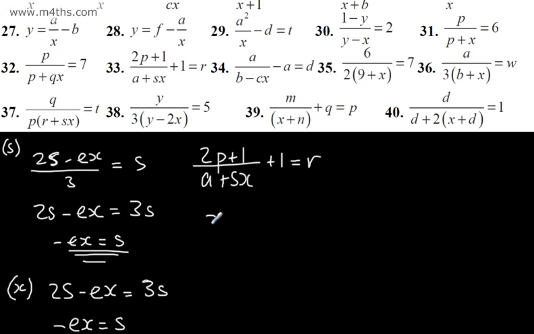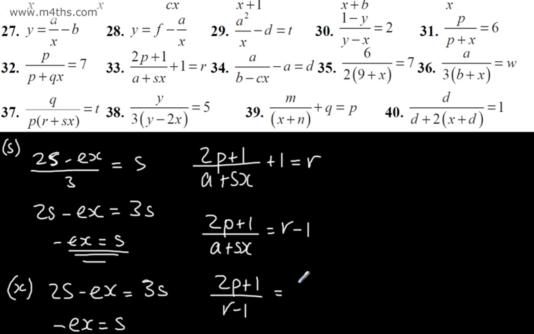So what we're going to do then with this one, 2p plus 1 over a plus sx, and then I'm going to subtract 1 from both sides. Okay, so at this stage I'm going to divide both sides of the equation by the r minus 1 and multiply both sides of the equation by a plus sx. So if I multiply this side by a plus sx, that will now essentially cancel. And if I divide, that's going to give me r minus 1. On this side, the r minus 1s will cancel, and that will give me a plus sx. So essentially all I've done is just rearrange them.